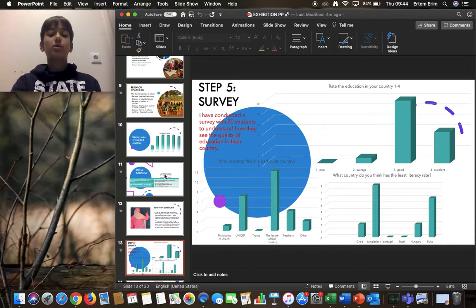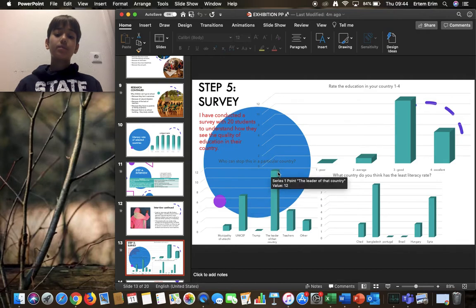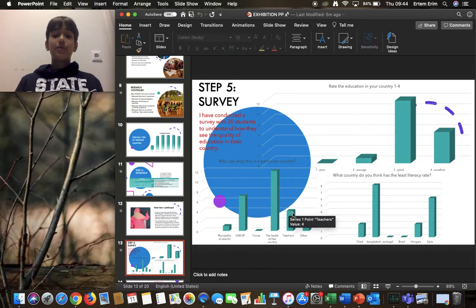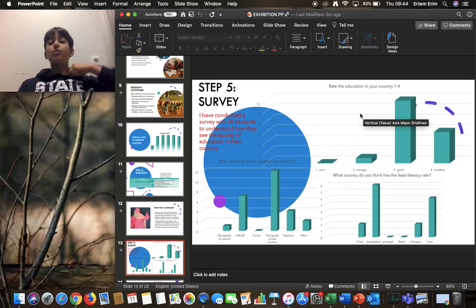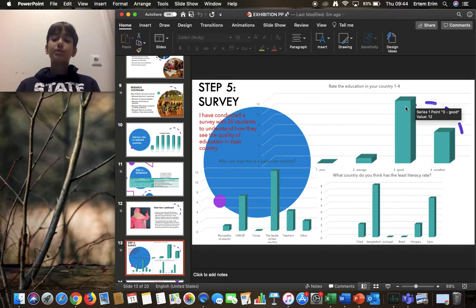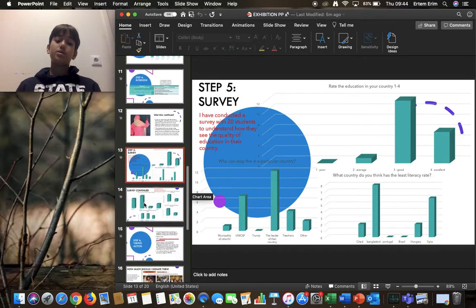I've conducted a survey with 20 students to understand how they see the quality of education in their country. So who can stop this in a particular country? Many people said the leader of that country, so that's 12 people. 7 people said UNICEF, and 4 people said teachers, and some people said other municipalities and so forth. So rate the education in your country 1 to 4. Most people said good, and some people also said excellent, but one person said average. I also asked which country they think has the least literacy rate. Nearly everybody said Bangladesh or Syria.